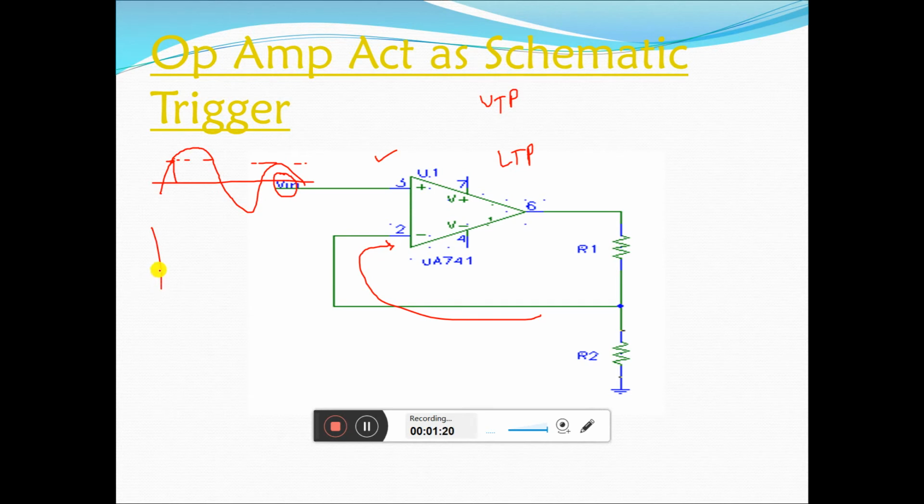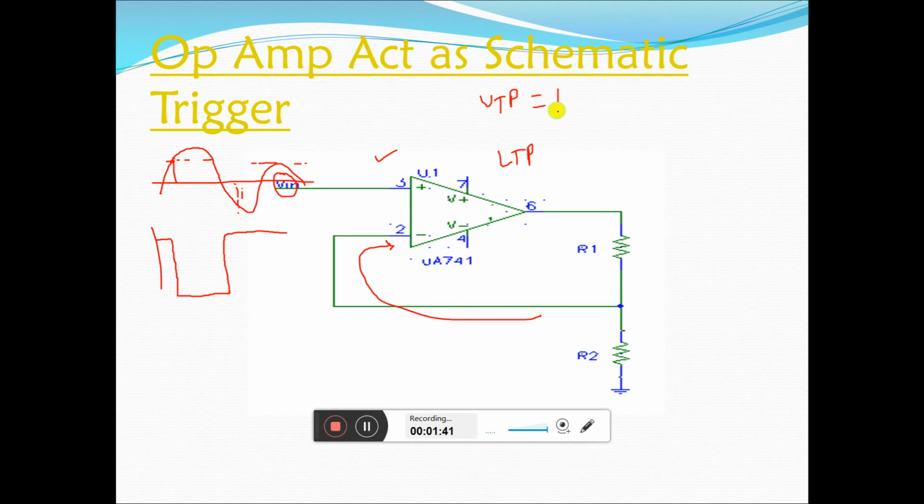So here the output, which was already positive, will switch to the negative side, and this will continue until the lower trip point is reached, then it will appear and increase in this way. So what is the upper trip point here?